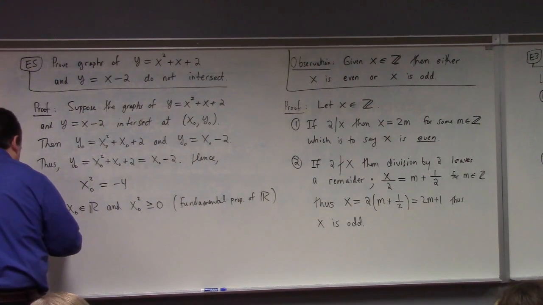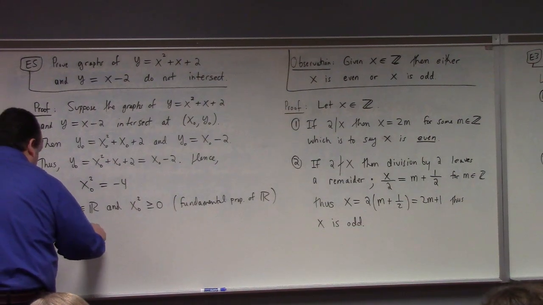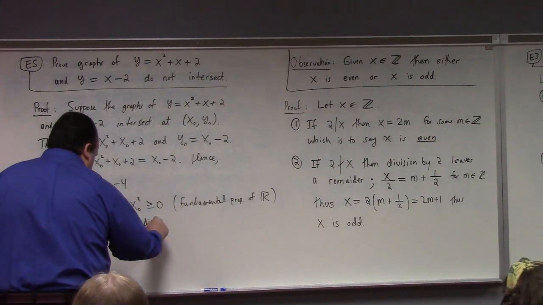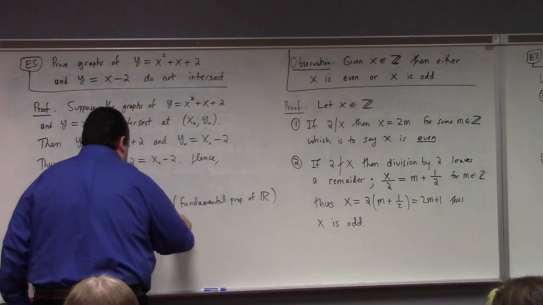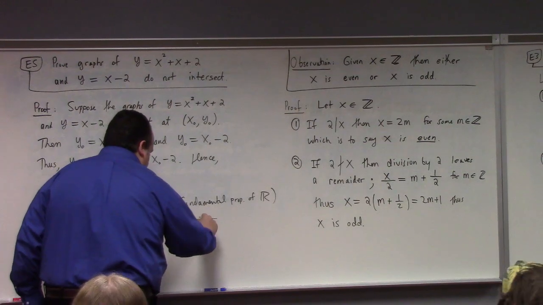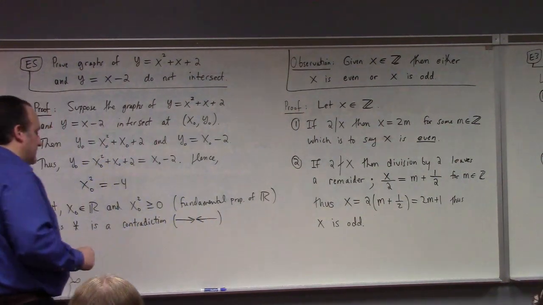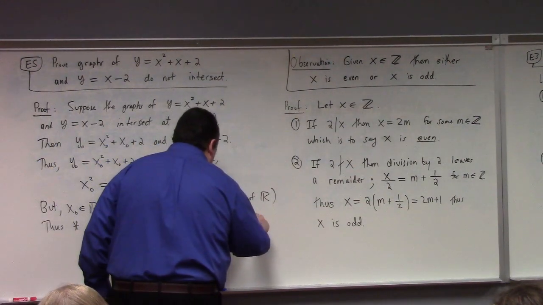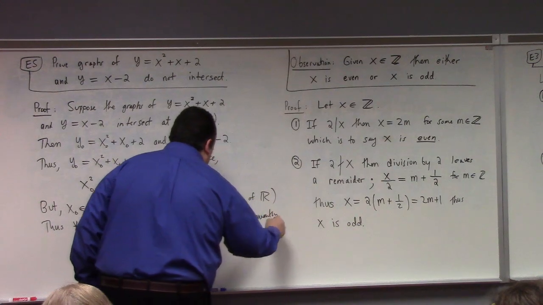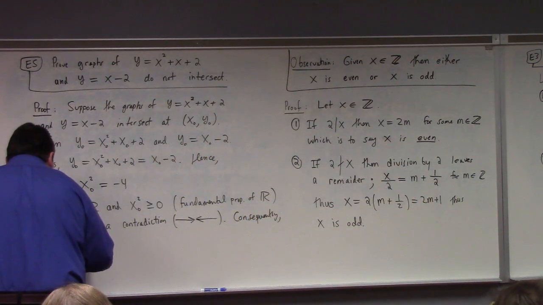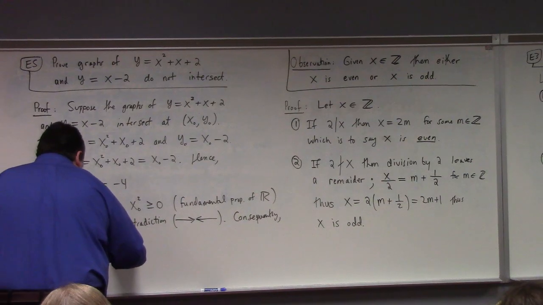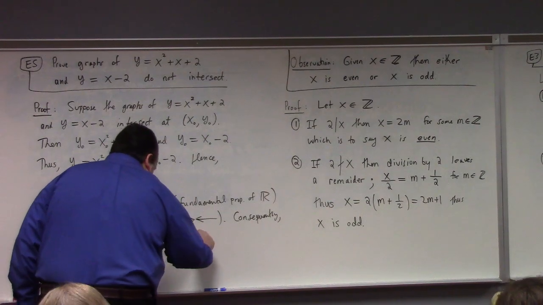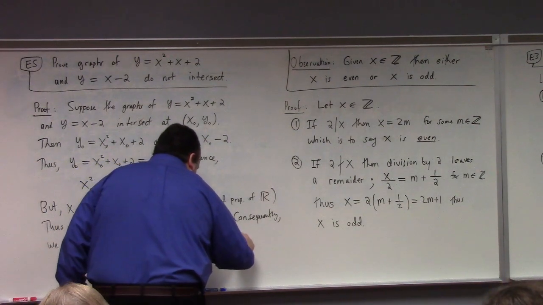Thus, I'm going to give it a name: star is a contradiction. Sometimes, rather than writing contradiction, I like to write two arrows that go against each other. It's a contradiction. Therefore, consequently, we find the given graphs do not intersect.